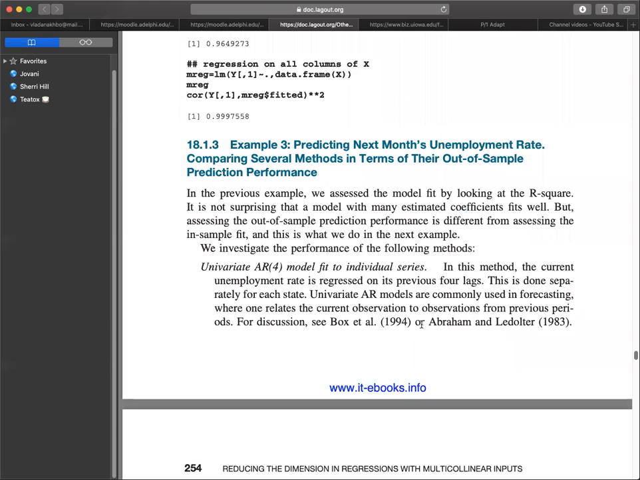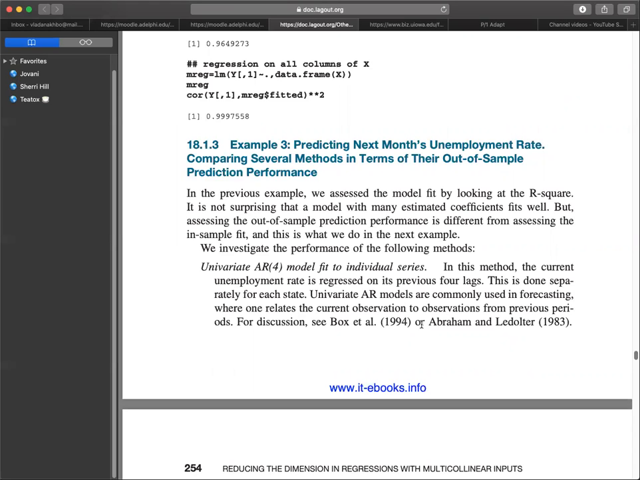Now we're predicting next month's unemployment rate, comparing several methods in terms of their out-of-sample prediction performance. Here we investigate the performance of the following methods. The univariate AR4 model fit to individual series. In this method, the current unemployment rate is regressed on its previous 4 lags. This is done separately for each state.